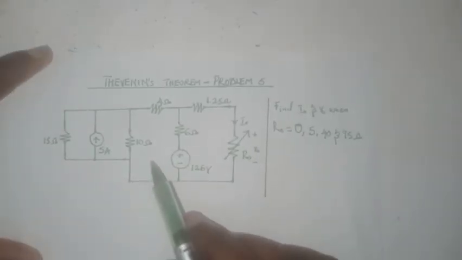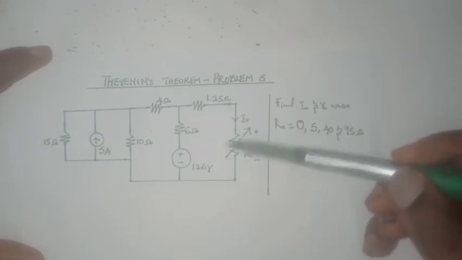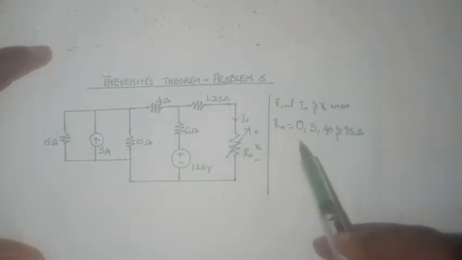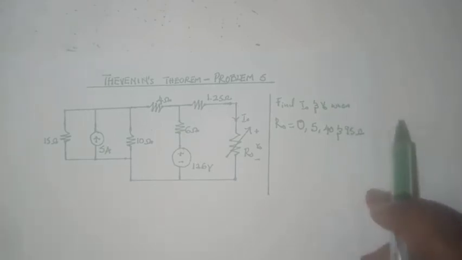Hello and welcome. In this video, we are required to find the current flowing through the variable resistor when the resistance is 0 ohms, 5 ohms, 40 ohms, and 95 ohms.